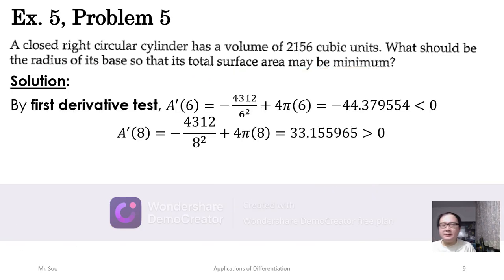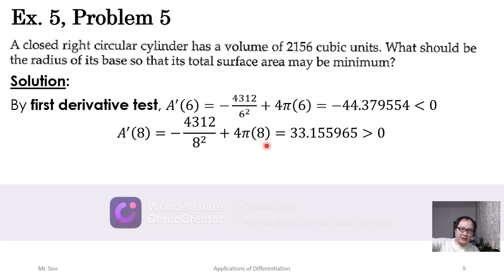For the first derivative test, you test the left side of the stationary point, in this case r equals 7. So I take any value, for example 6. You sub into your dA over dr, you get a negative value. Now for the right side of the stationary point, I take any value, for example 8. You sub into your dA over dr, you get a positive value.